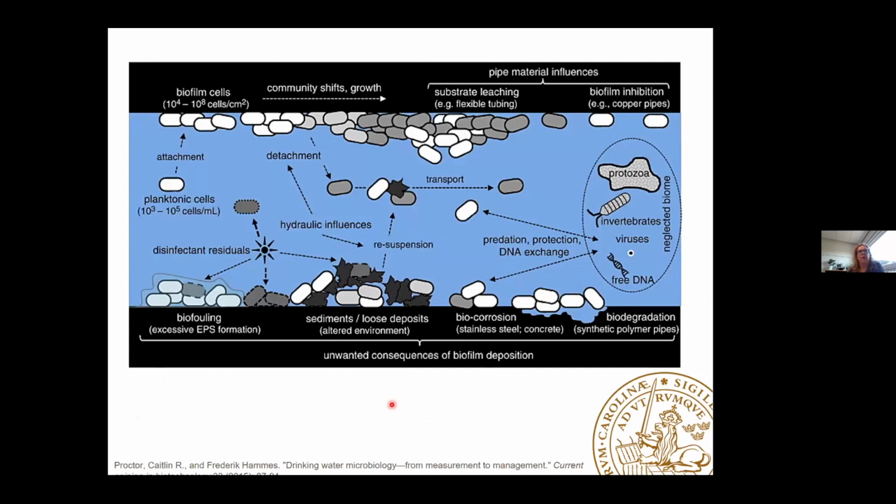So if we look closer, if you imagine that the black is a pipe, you have the water flowing through here on the way to your house, and you have bacteria growing on the surface of the pipes. Some of these bacteria are participating in biocorrosion, depending on the material. If it's a synthetic polymer pipe, you have material that comes from the pipe into the water and affects what's growing up here. You have hydraulic influences, you have cells coming off and going back on. And sometimes we forget, but there are other things besides bacteria. So we also have free DNA, viruses, invertebrates, and protozoa.